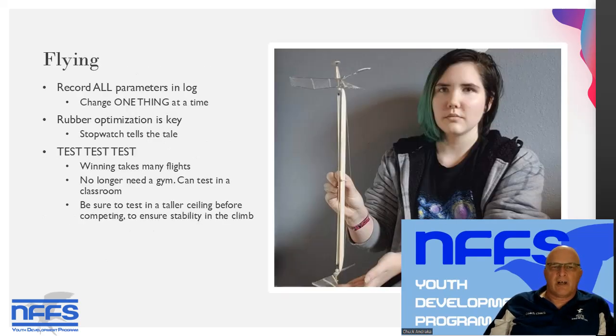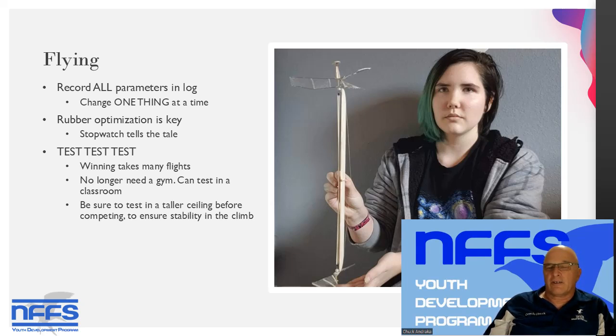Record all your parameters in the log and change one thing at a time. If you change a bunch of things between flights, you don't know which one helped, or they may cancel each other out. We already talked about rubber optimization. That's the key. The stopwatch will tell the tale. Winning takes a lot of flights. Test, test, and keep testing. You can test in your classroom. You can test in your living room. You can test in your lunchroom, wherever you can. Get as many flights, log them, change one thing at a time, learn how to wind better. We have videos on how to wind. Get help from us to improve your winding techniques and so forth.